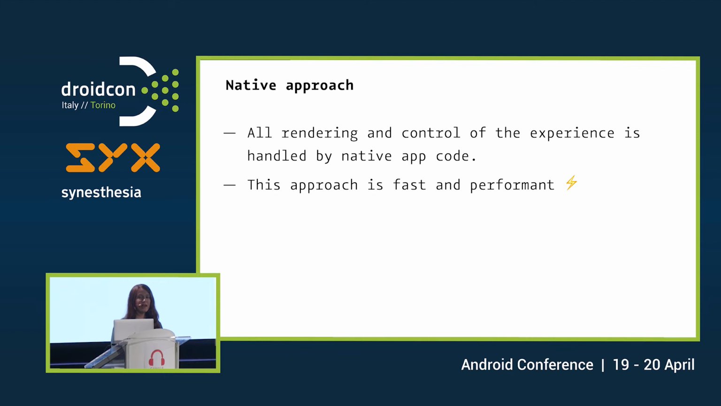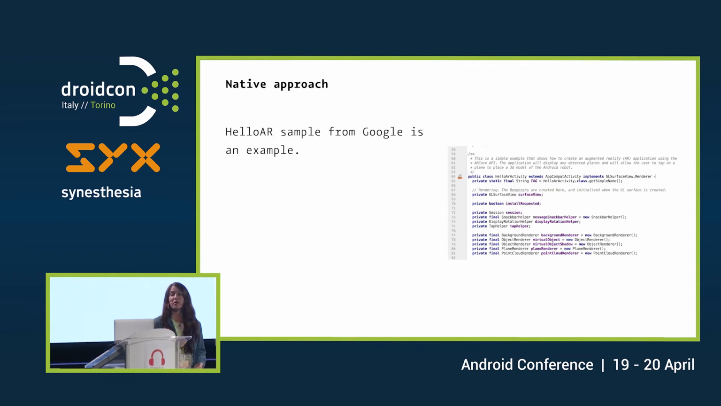In this approach, the AR experience, including all rendering and interactions, is handled completely by the native application. So because the rendering is handled by the native side, and there's no overhead of additional components on the web side, the experience is fairly synchronous, and it's fast and performant. If you run through the intro to AR materials that Google provides, one of the first things you'll probably see is the Hello AR sample project.